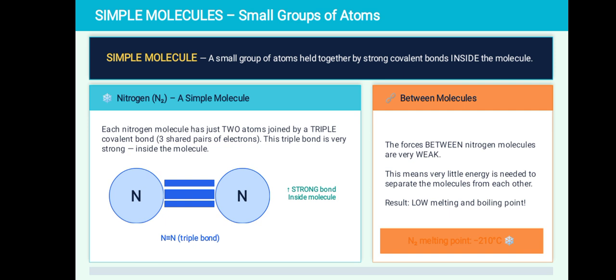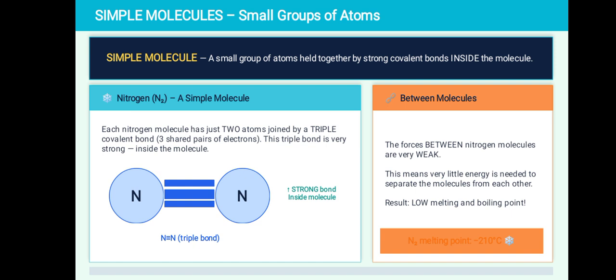When we melt nitrogen, we are not breaking those strong bonds that are present inside the N2 molecule. We are only separating the molecules from each other. And because the forces present between molecules are very weak, even a tiny amount of heat is enough to do it. So they are able to convert that nitrogen into a gaseous state. So, low energy is needed. Its melting point is very low, that is minus 210 degrees Celsius.